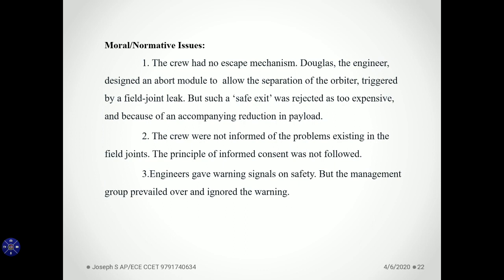The crew had no escape mechanism. The engineer designed an abort module to allow the separation of the orbiter, triggered by a field joint leak, but such a safe exit was rejected as too expensive, and because of this there would be a reduction in payload. Also, the crew was not informed of the problems existing in the field joint. The principle of informed consent was not followed in this case study. Engineers gave warning signals on safety, but the management group prevailed over and ignored the warning. This is the main reason for the Challenger case study. In the third point, you can clearly see that the engineers gave a warning to the management for safety, but the management group prevailed over and ignored the warning.